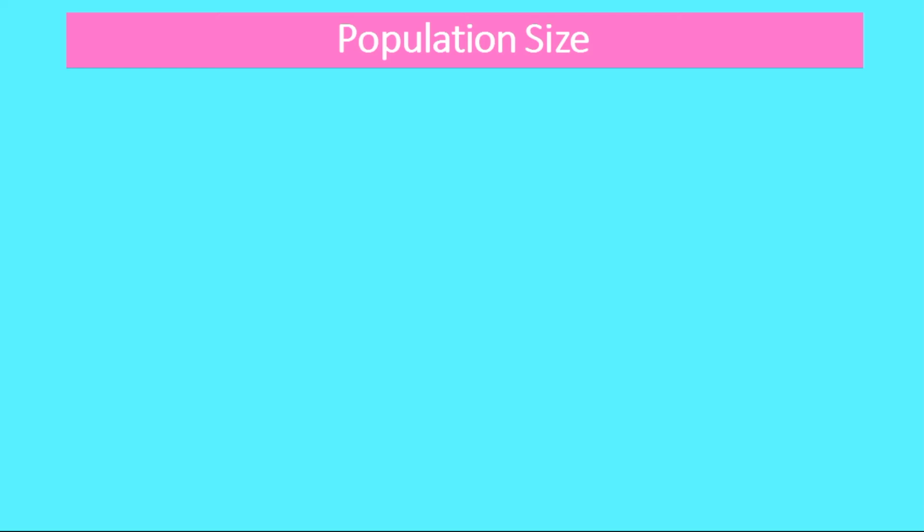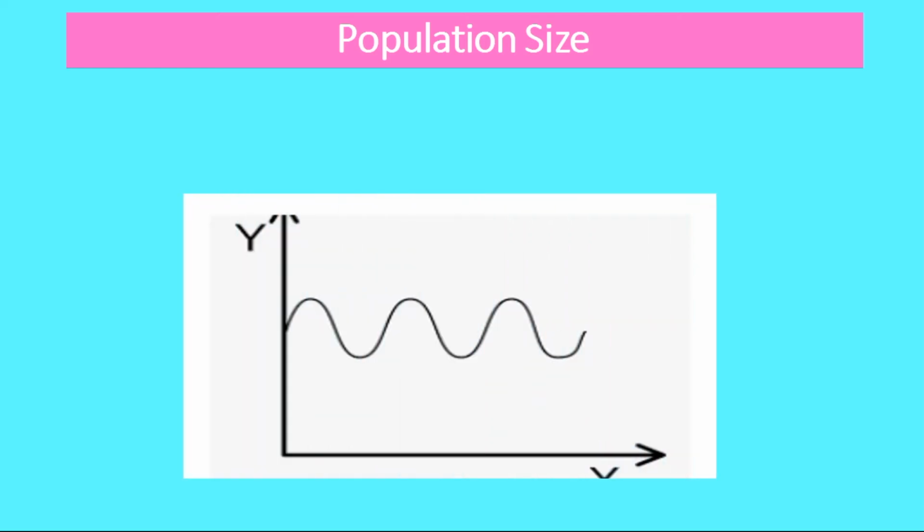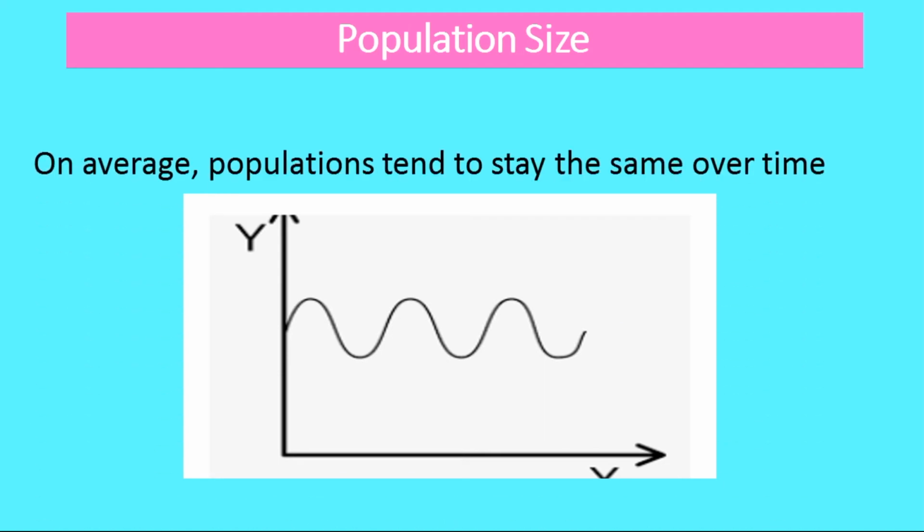Looking at the population size, we would realize that over time, populations increase and decrease. So a population may increase in 1 year and decrease in the next. Even though populations would increase and decrease based on their particular birth rate or death rate, you would notice that on average, populations tend to stay the same over time.